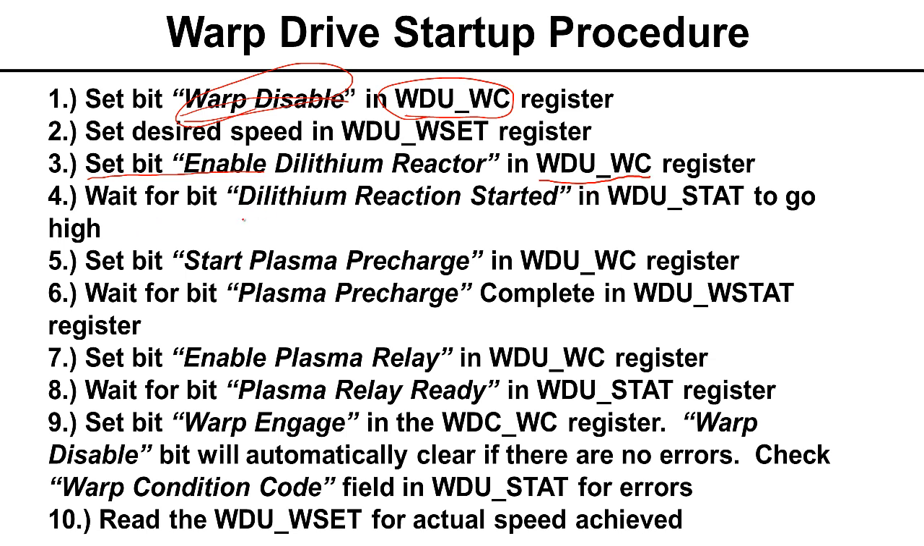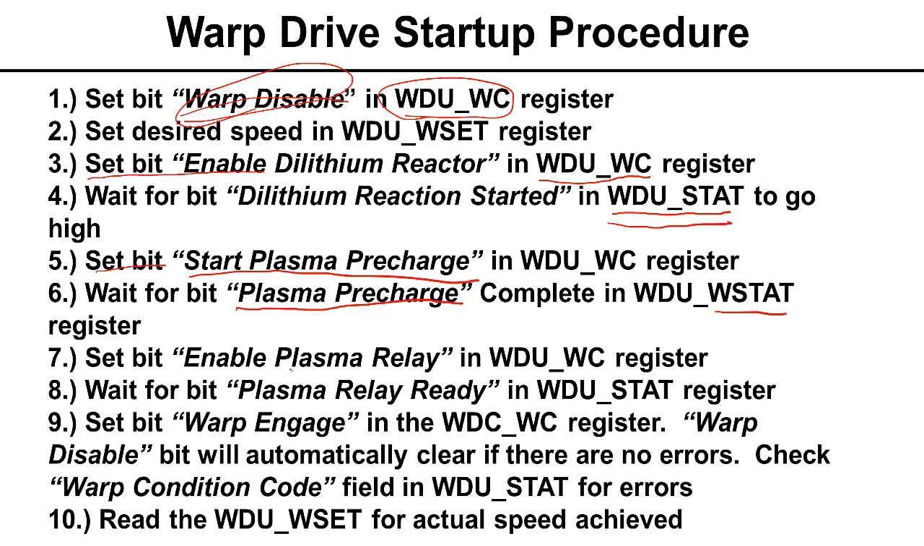Next, maybe we have to wait for a bit to go high in the WStat register. Then we have to set a bit, start plasma precharge. Then we have to wait for a bit in the status register called plasma precharge complete. And so you can read through the state diagram here, or the sequence of what you have to do to make this hardware work. Nothing's rocket science, no pun intended. But this is how hardware works.